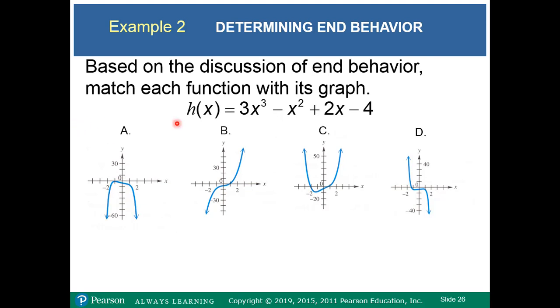Now what about this one? Here we have an odd degree, and the coefficient is positive. So odd degree means they go in opposite directions. The coefficient here is positive, which means it goes in a general upward trend from left to right. So that means it's going to be this one. It's going to go down to negative infinity on the left, up to positive infinity on the right.